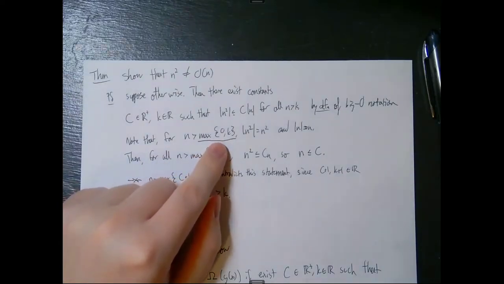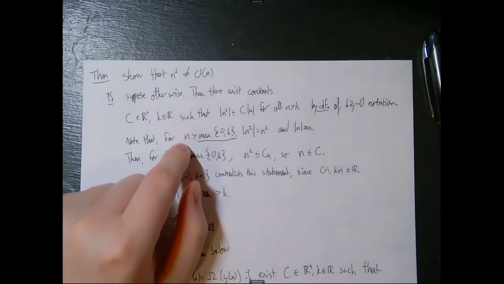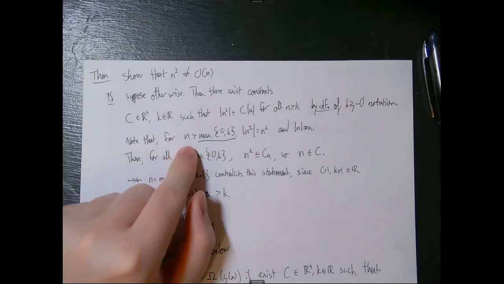I'm just sort of restricting our focus to only the positive n, even if there are some cases where n is allowed to be negative. But I'm basically just showing that there exists a contradiction somewhere in the positive n region.